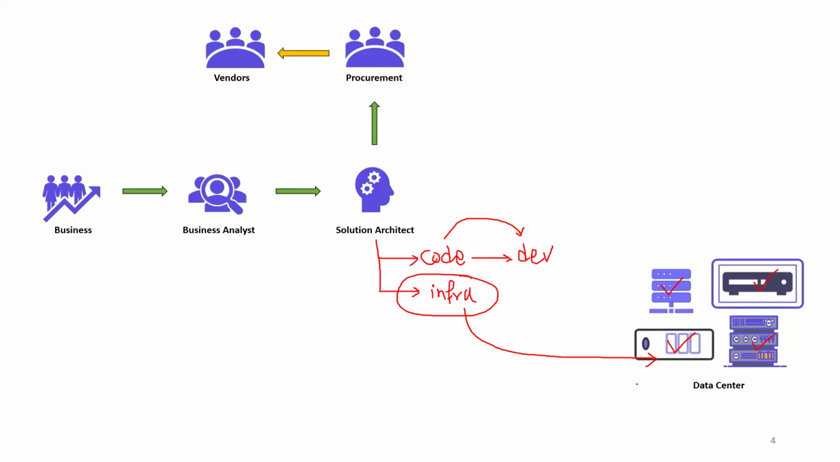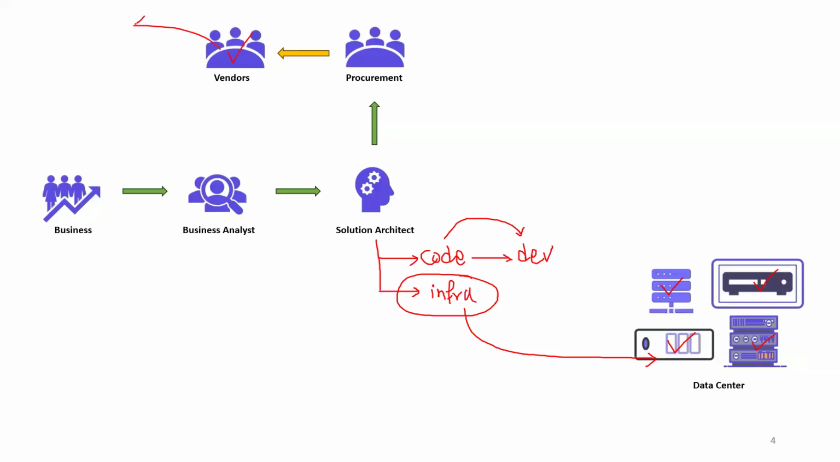If the infrastructure that is required for the application is already available in the data center, then there is no problem. Then they can directly go for the deployment. Maybe some amount of infrastructure may be already available, but if additional infrastructure or hardware is needed, they have to order it via the procurement team. Now this team will create a request to the vendors team.